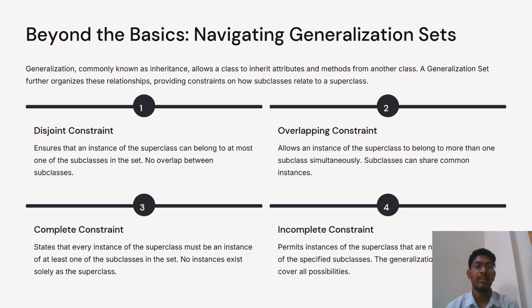The complete constraint states that every instance of the superclass must be an instance of at least one of the subclasses in the set. No instance exists solely as the superclass. The incomplete constraint permits instances of the superclass that are not instances of any specific subclass. The generalization set also covers all possibilities.